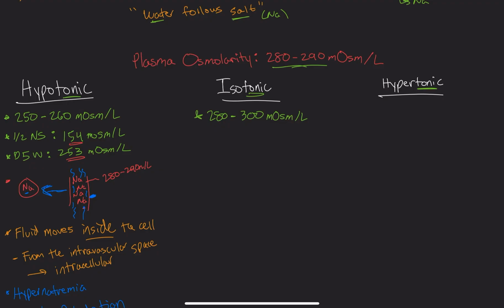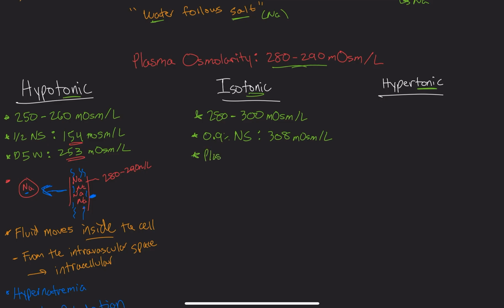So some examples of this would be your sodium chloride, say normal saline. This one is a little bit higher, about 308. Once again, it's not a large enough difference; 308 is close enough to 300. So that's isotonic.